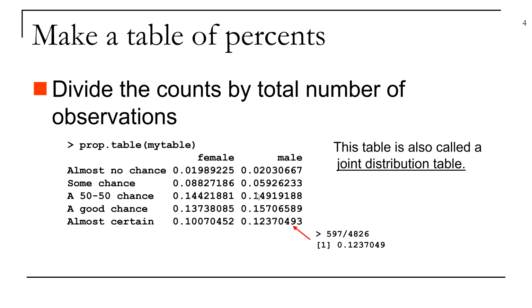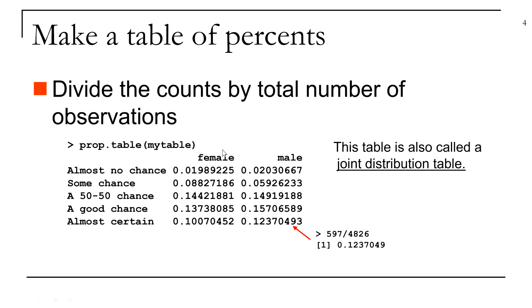Now there's a command in R that knows how to work with tables. It's called prop.table for proportions. You give it a table of counts, and it comes back and gives you a table of percentages. You might also call this the joint distribution table because it says, for example, around 12% of people are at the same time male and almost certain they'll be rich by age 30. 13.7% of people are female and feel there's a good chance they'll be rich by age 30.